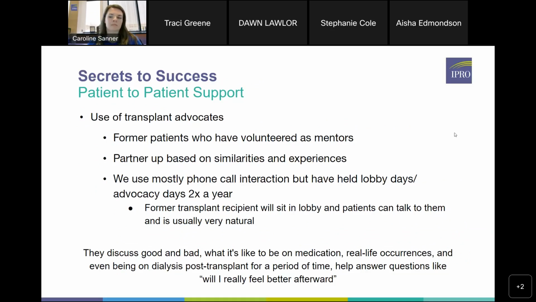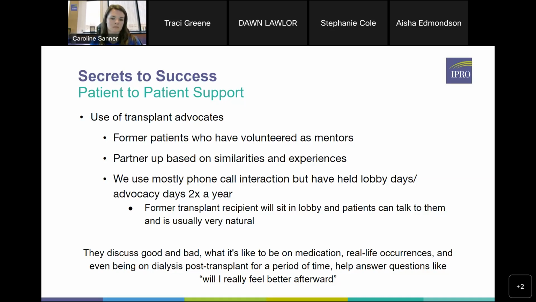So the other thing that we've kind of isolated that really helps is the use of transplant advocates or the patient-to-patient support. So we actually have patients who are on the waiting list and patients who have been transplanted in the past, and we partner them up either through a phone call, an anonymous phone call, or a face-to-face interaction to help these patients talk to people who have been through the process, to help them share their experiences, maybe to, number one, educate them, and to decrease some of the anxiety that's associated with transplant.